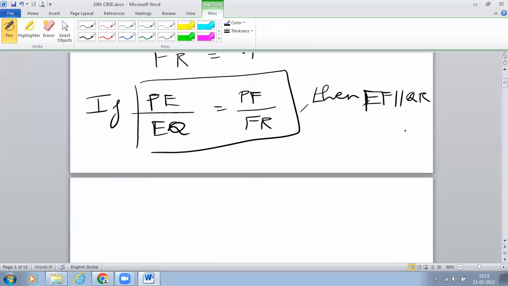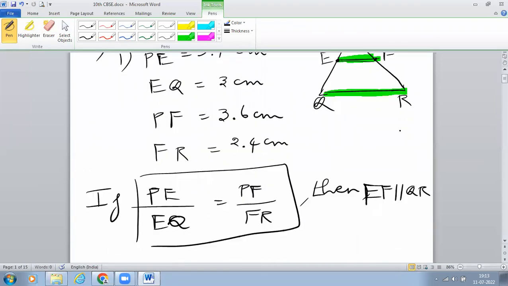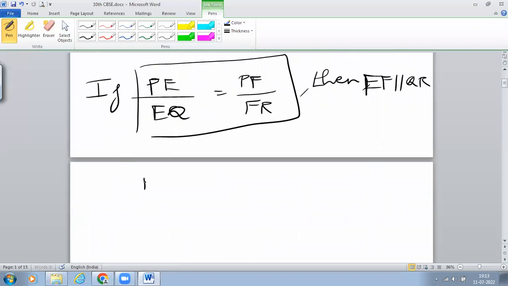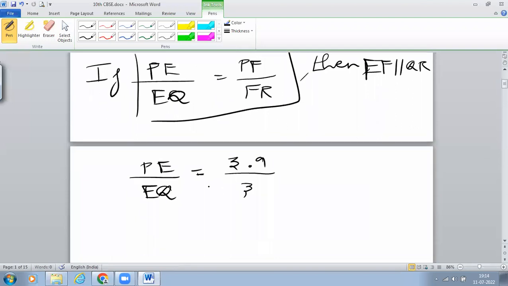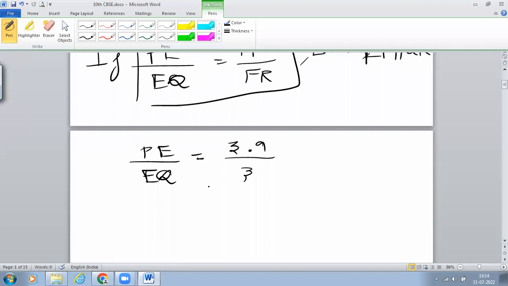So in the first subdivision, first I'm going to find PE by EQ. I'll write it over here. PE divided by EQ. What is PE in this question? 3.9 divided by what is EQ? 3. So 3.9 is divided by 3. Now we can simplify it further, or we can keep it as it is. How to simplify is very simple. We can divide it using the 3 table. 3 ones are 3. Here also 3 ones are 3. We have to put this point, and 3 3s are 9. So the answer is 1.3 divided by 1. Am I right?